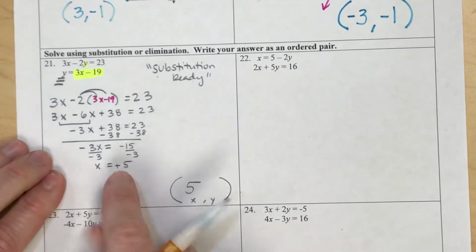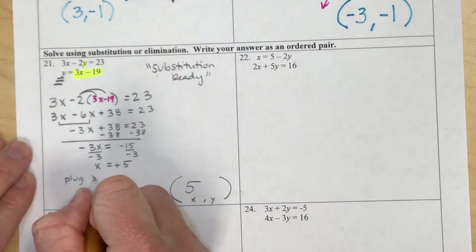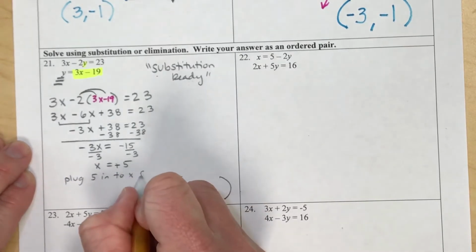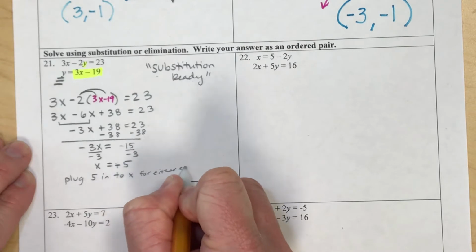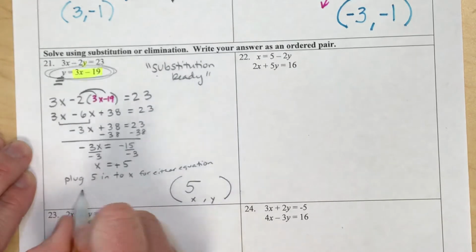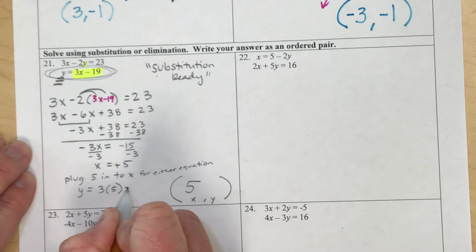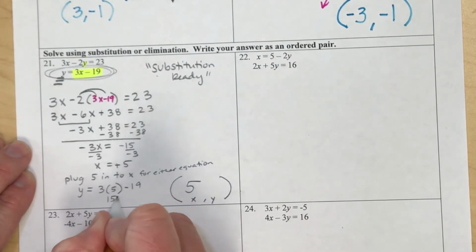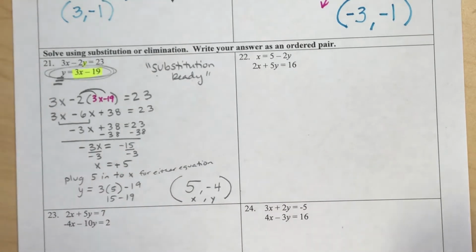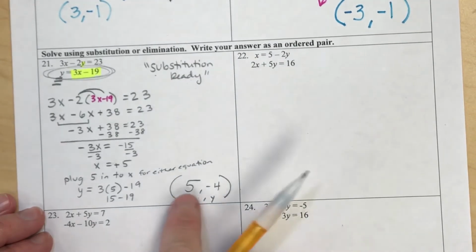Plug 5 back into either function, it won't matter. So plug 5 in for x in either equation and solve for y. I'm going to use the bottom one because it's already solved for y for me. y equals 3 times the number 5 in place of x. Notice I'm using parentheses again. They're going to save your life here. 15 minus 19, I know that's negative 4. I'll put a comma there in the middle. There's your point. Not 15. 15 minus 19 is negative 4. My solution is (5, -4).